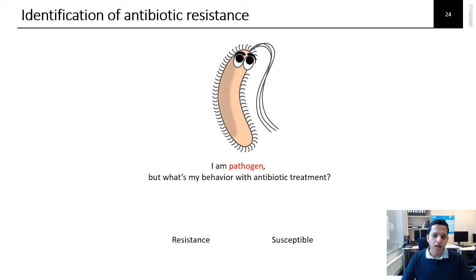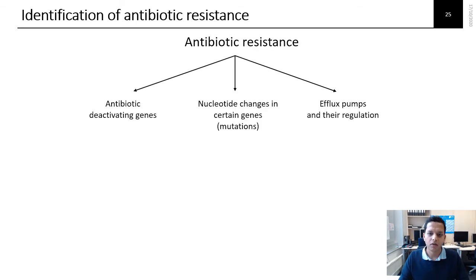Next, let's see how whole genome sequencing helps us identify antibiotic resistance or sensitivity patterns. The underlying reasons for antibiotic resistance can be broadly divided into three groups. Antibiotic resistance can be due to antibiotic resistance genes that deactivate the antibiotic, due to nucleotide changes or mutations in certain genes, or due to efflux pumps and their regulation. Certain efflux pumps are involved in pumping out toxic compounds, including antibiotics.